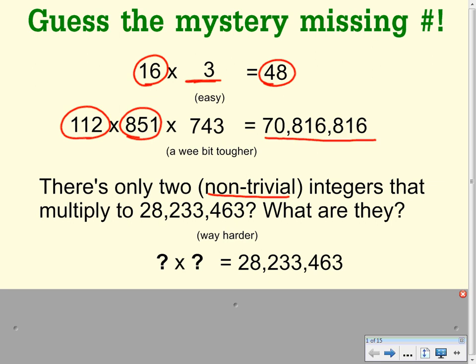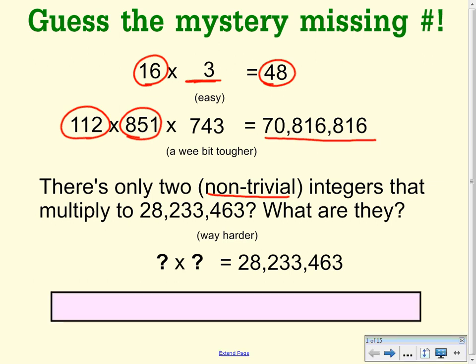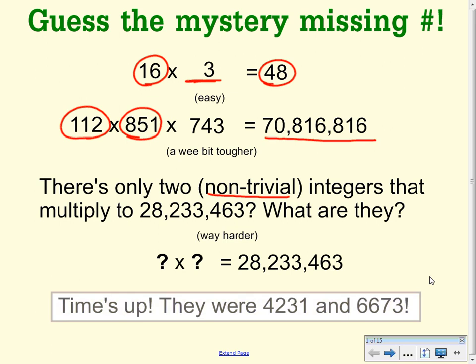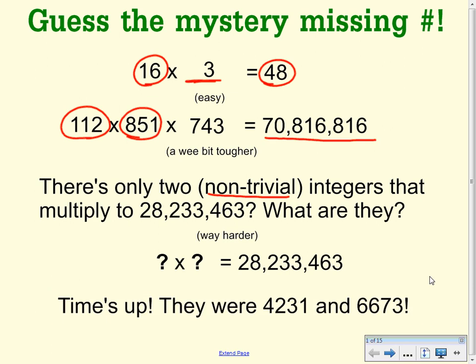That's sort of what it looks like, all right? Come up with two different, maybe they're the same integer, but two different integers in this case. All right, any takers? Let's see what you got. Did you get 4,231 and 7,673? Probably not.